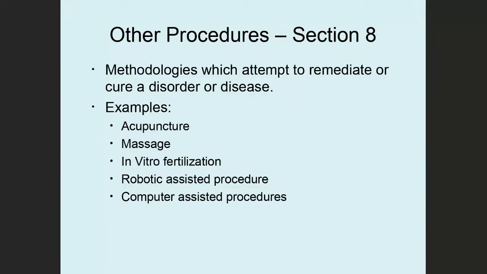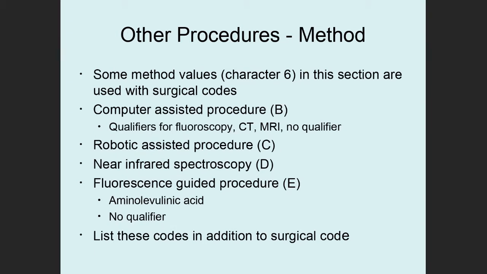So what are other procedures? Well, this is kind of not elsewhere classified, kind of equivalent to that. Other procedures include methodologies which attempt to remediate or cure a disorder or disease. So it's easier to understand what this is if you look at examples: acupuncture, massage, in vitro fertilization, robotic assisted procedures, and computer assisted procedures. Some method values, characteristics in these codes in this section are used with surgical codes.